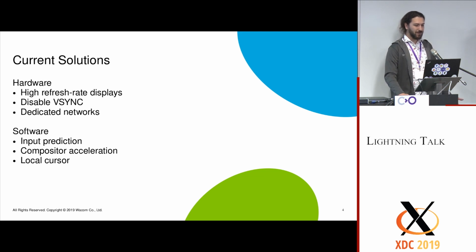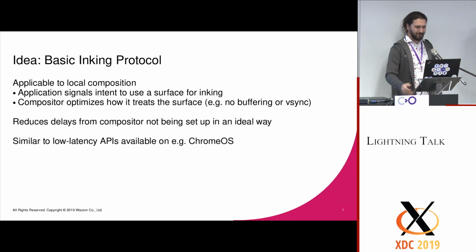In software, there are things like input prediction that we can do. Compositor acceleration is done under Chrome OS and a couple of other systems. And again, over networks, you have the concept of a local cursor, which is displayed rather than trying to show where the remote system thinks your cursor is, which is a truly horrifying experience.